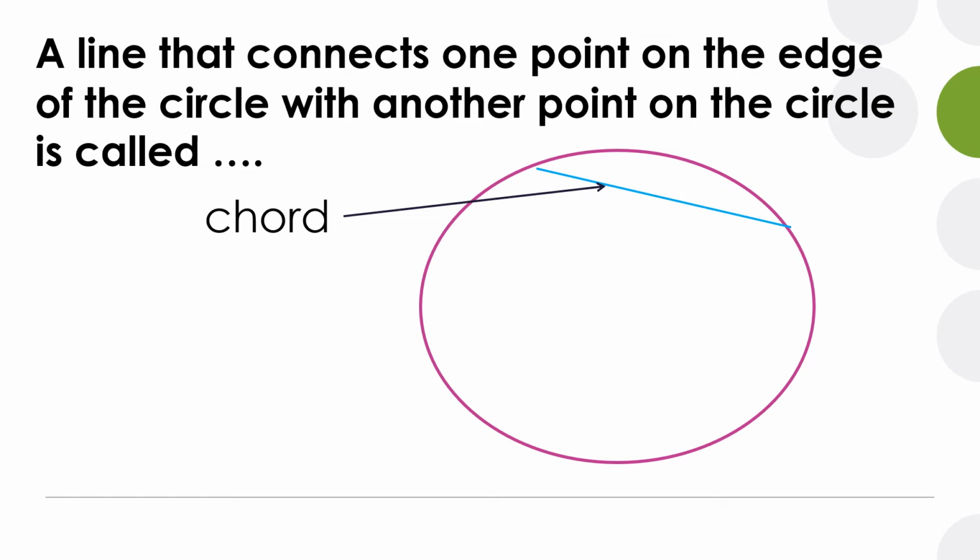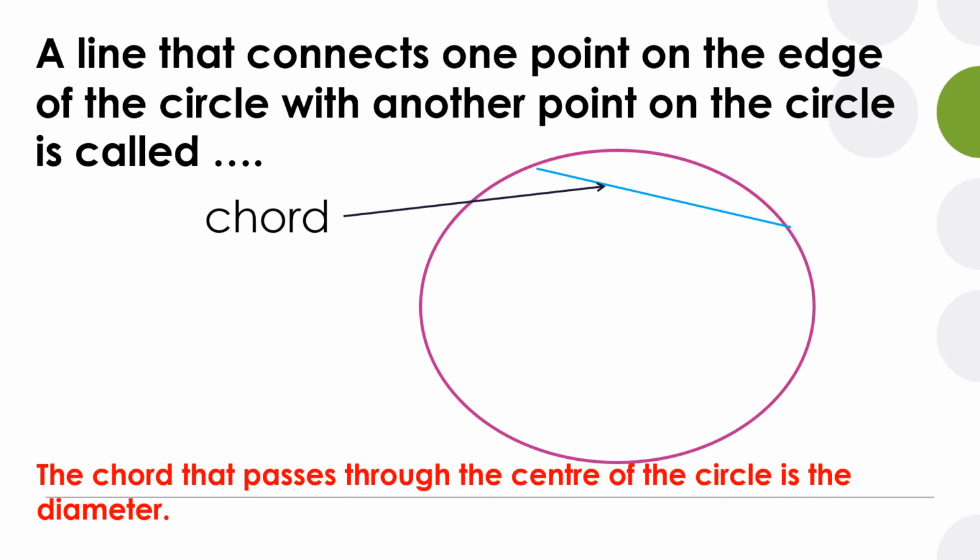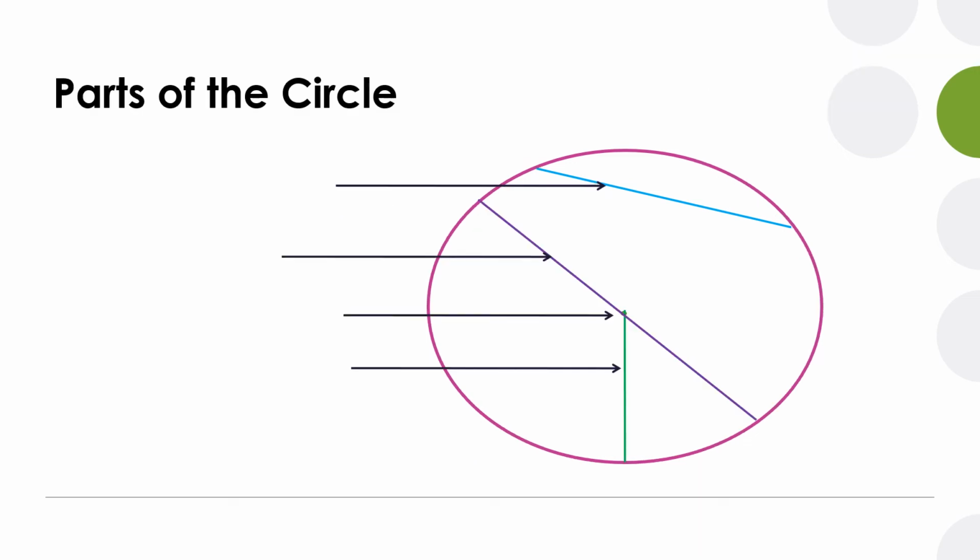So this blue line that you see, which is connecting two points on the circle but is not passing through the center, is called a chord. The chord that passes through the center of the circle is the diameter. Okay, so if a chord passes through the center, it is called the diameter. A chord could be a diameter also, but it has a special name. So you have to remember, if it is passing through the center, that means it is a diameter. That chord is a diameter.